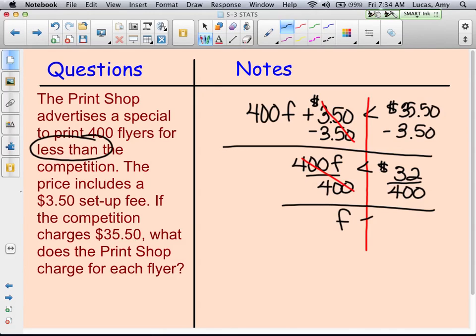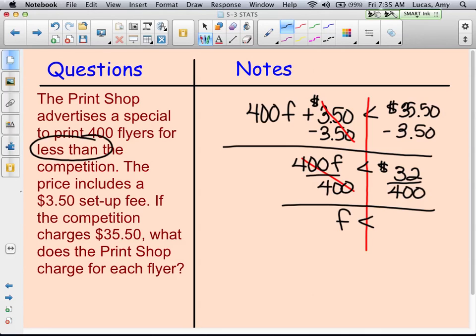This is kind of a tricky problem. Remember, when you set it up, you have to ask yourself which one of your numbers in the problem is going to get the variable. So when it said each flyer, and they were printing 400 flyers, that's how I knew where to put my variable. Not on the $3.50. The setup fee happens once. It doesn't happen over and over.